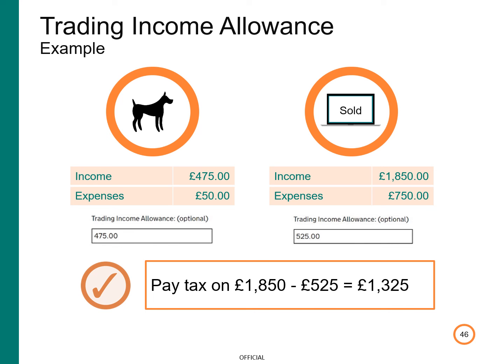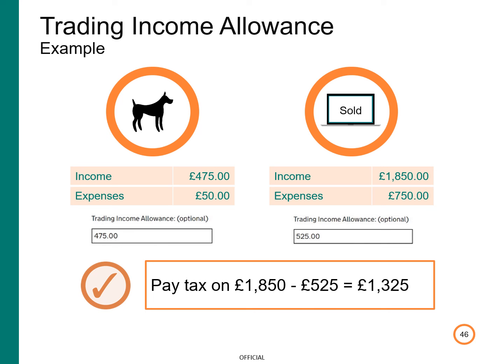As they don't want to pay any tax on the dog walking business, they enter £475 in the trading income allowance box for that business. For the online selling business, Chris can use the remaining trading income allowance of £525. That's a total of £1,000 across the two businesses.